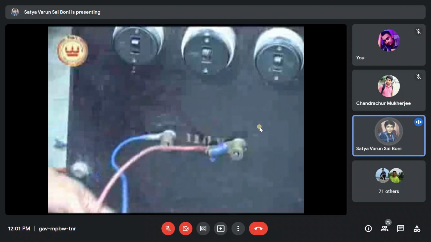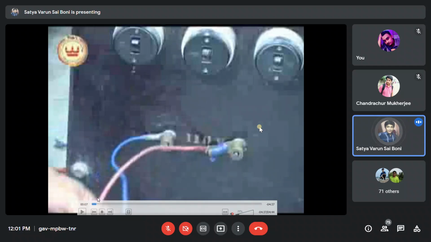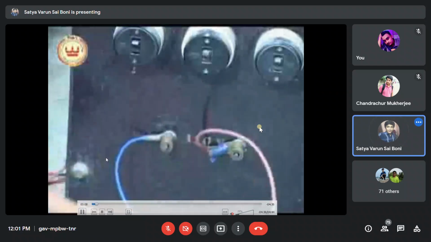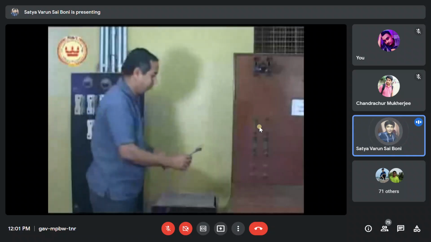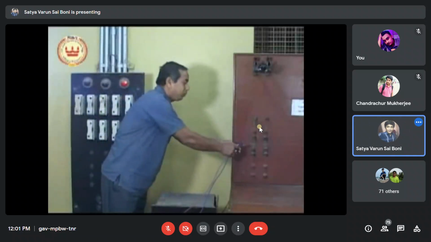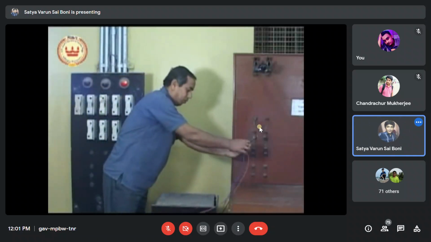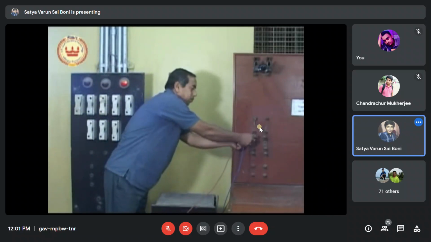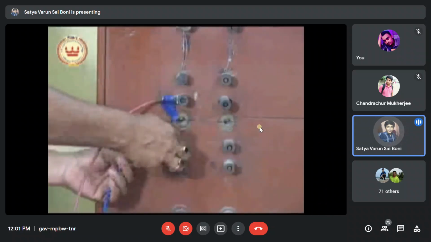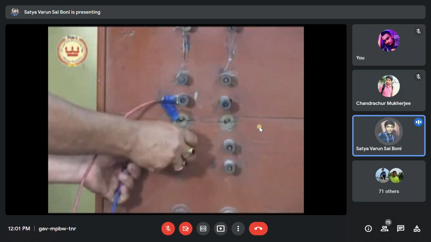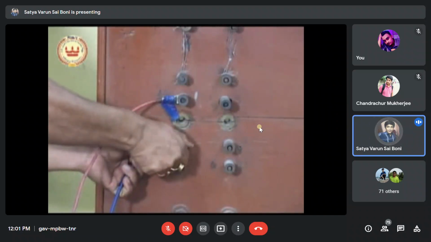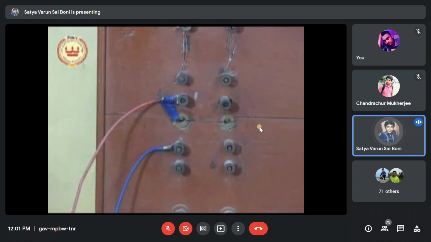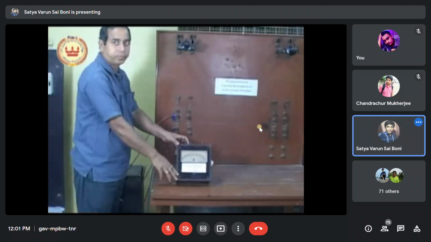For the armature resistance calculation, as we said earlier, we need a load box. See, he is connecting the load box. Just watch the experiment, I will explain in between. Here he is using knots to connect the load box across the armature, and also the connections for the input supply.